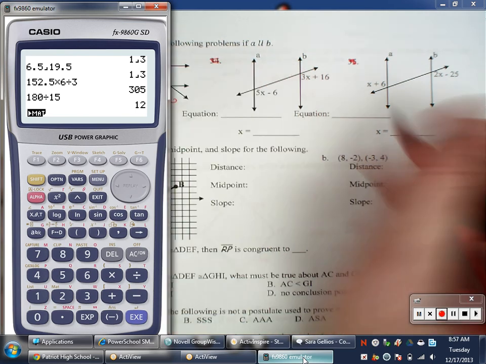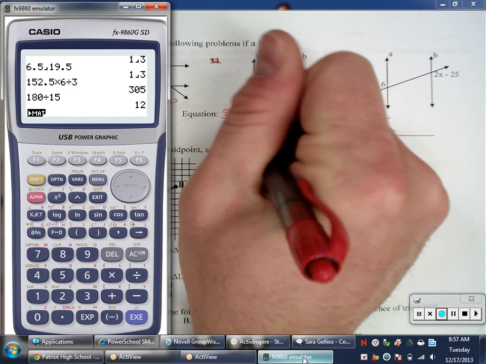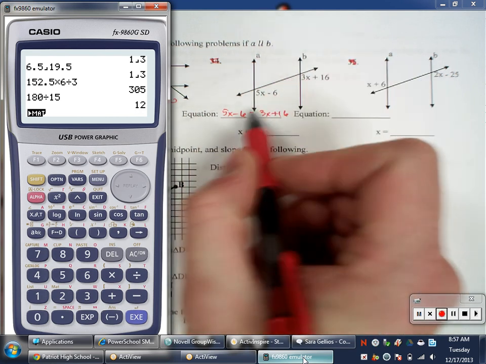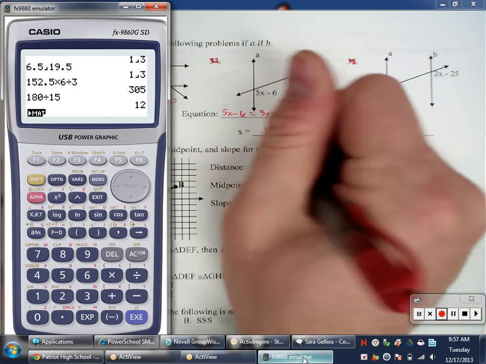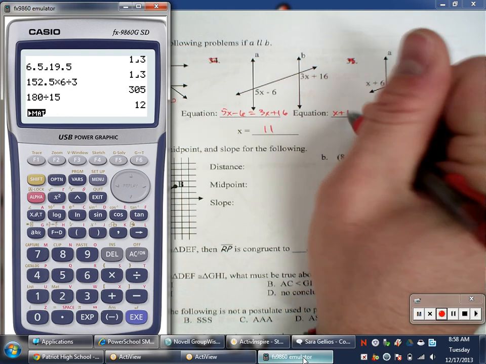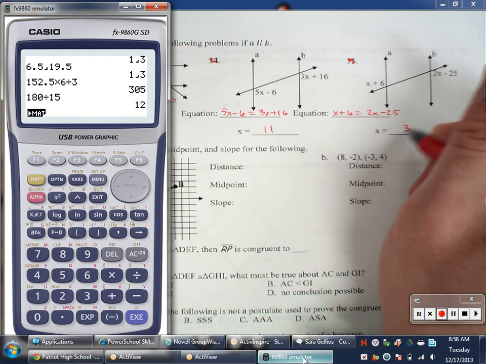Alright, here these are corresponding angles, so 5x minus 6 equals 3x plus 16. Add 6 to both sides, subtract 3x from both sides, you end up with 2x equals 22 and x equals 11. Here these are alternate exteriors, so that's x plus 6 equals 2x minus 25 and x equals 31.